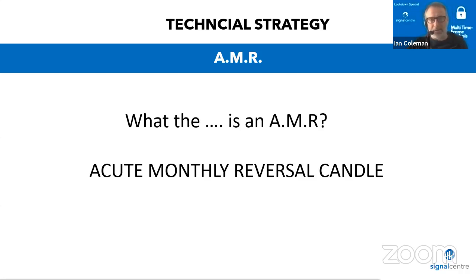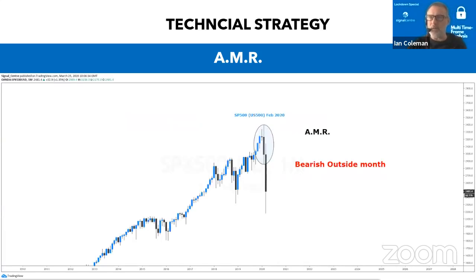So what we're saying there is, if you see these aggressive reversal candles on these higher time frames, don't ignore them. You want to really be then trading with that trend, or your overall picture wants to be with that trend. Okay, it might be an evening doji star, it might be a long-legged doji, it might be a bullish or bearish engulfing. And one great example here, what we've just had, is the S&P 500 or the US 500. This is a monthly chart. We've got a bearish outside month. That is an acute monthly reversal candle.